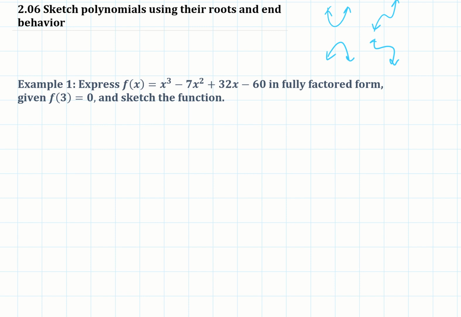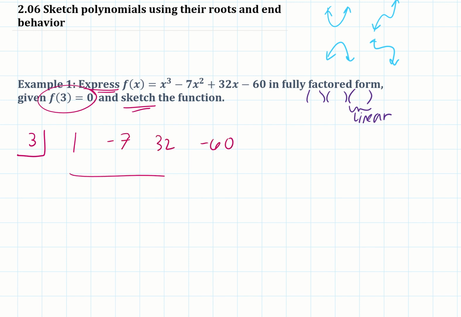Express f of x equals x cubed minus 7x squared plus 32x minus 60 in fully factored form. Fully factored form means we want to factor all the way such that each factor is linear. Given that f of 3 equals 0, there's our clue, and we're going to sketch. So we've got two goals here. Okay, f of 3 is 0 is our clue that we know 3 is one of the roots, so we can use synthetic division to divide the polynomial.